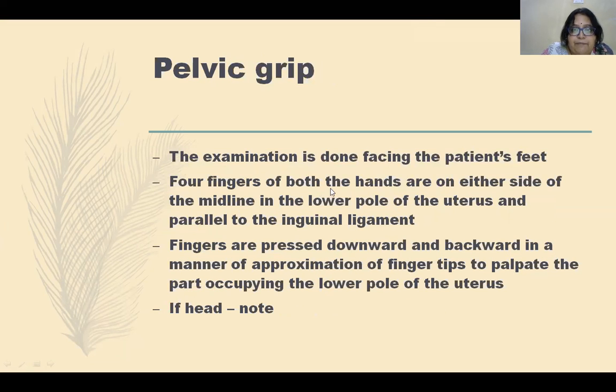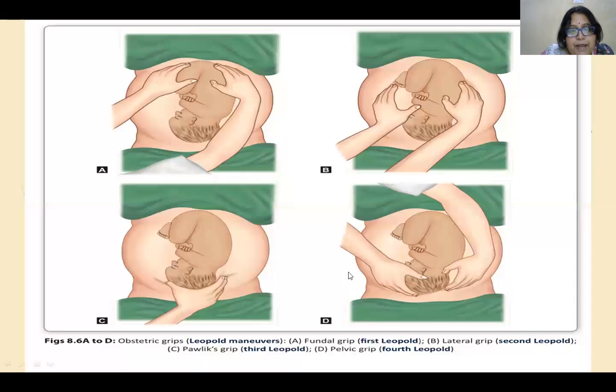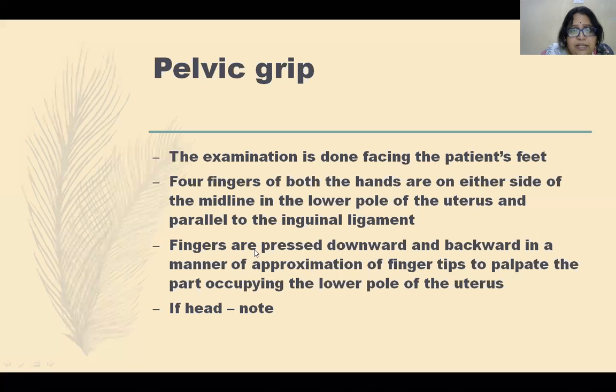Next is the pelvic grip, where only in the pelvic grip the examination is done facing the patient's feet. The four fingers of both hands are placed on either side of the midline on the lower pole of the uterus, parallel to the inguinal ligament like this, and you have to palpate. And what will you see in this? When the fingers are pressed downwards and backwards, and you approximate the fingertips, you will know what part is occupying the lower pole.